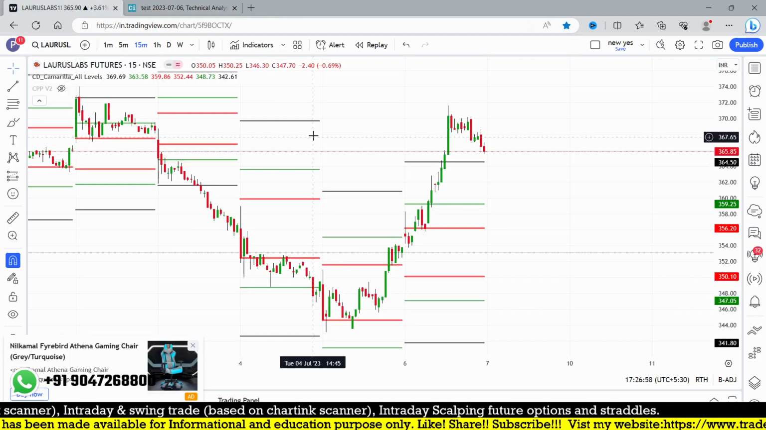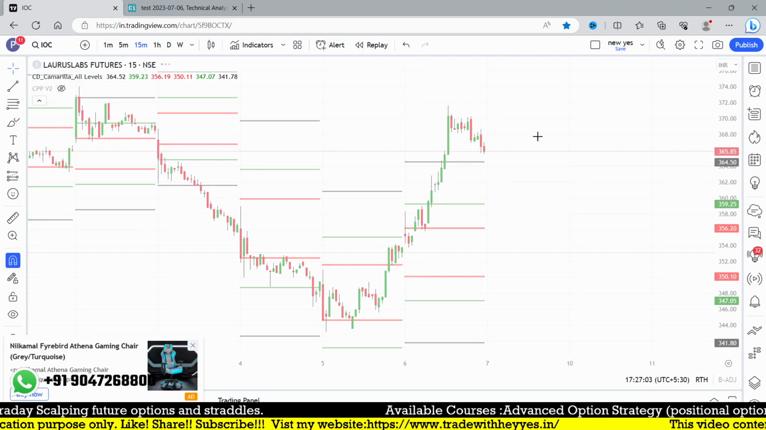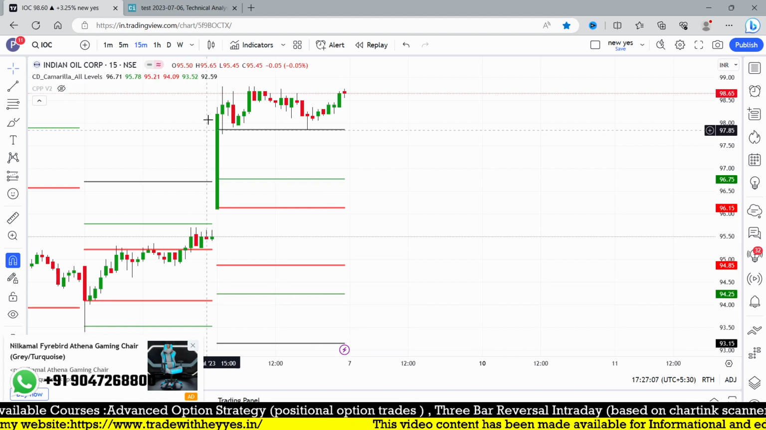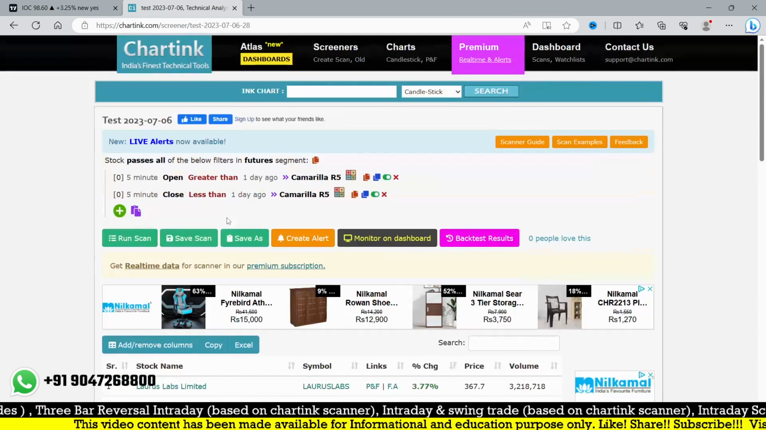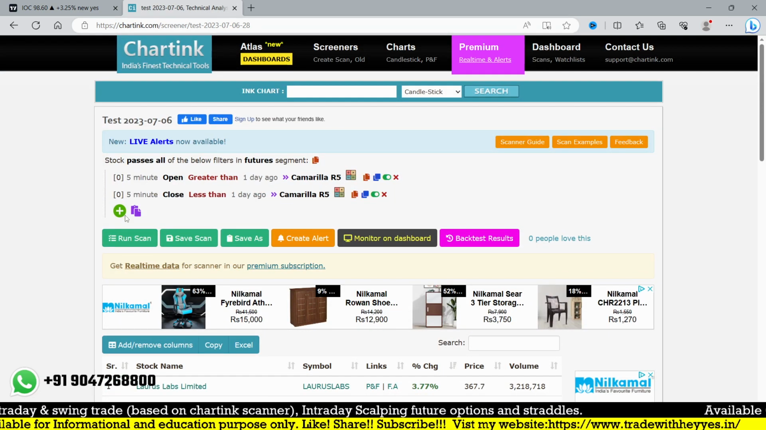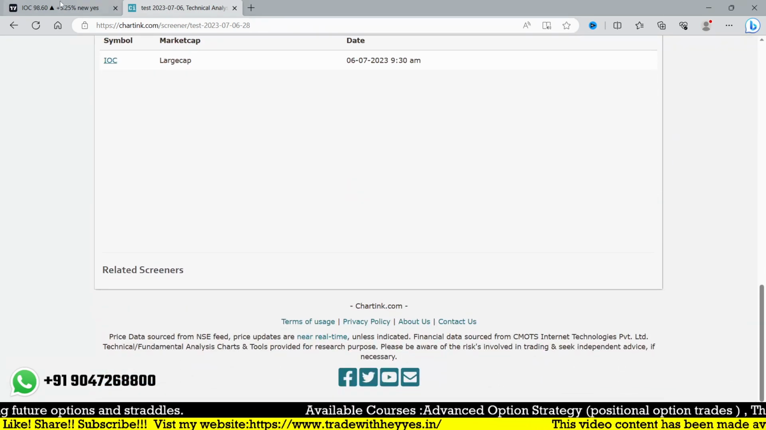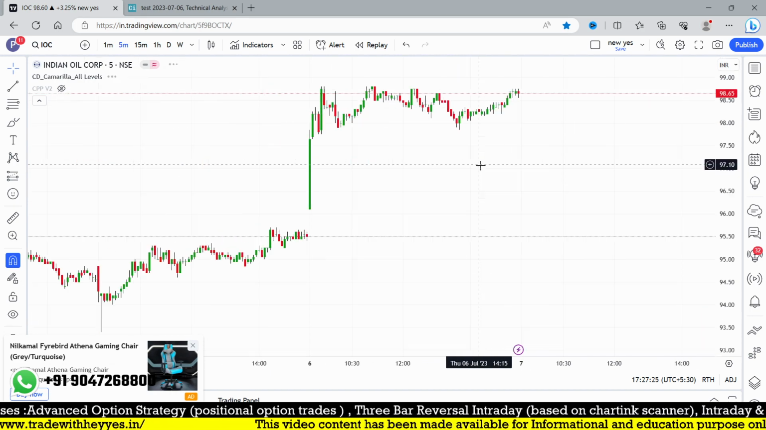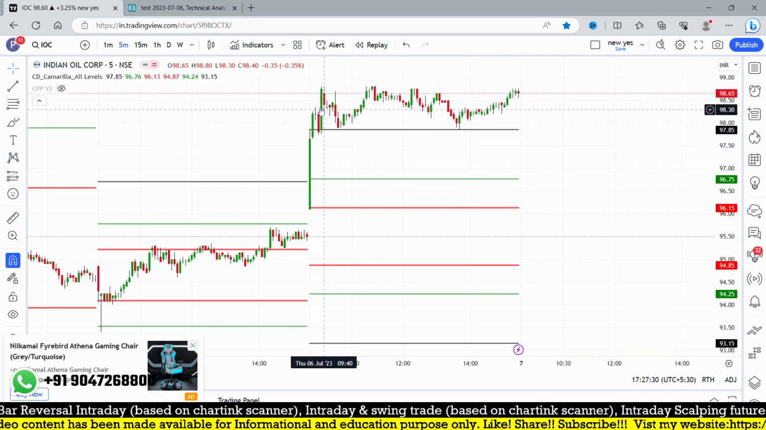Maybe IOC today, what is happening on IOC? What are the conditions which we have given? The latest open greater than one day ago Camarilla, and in 5 minutes close less than. So when did we get it exactly? Around 9:30 on the 5 minutes time frame. Here we are seeing a 15 minutes time frame. What I'm expecting? Yeah, at this candle 9:30, it closed below the level.